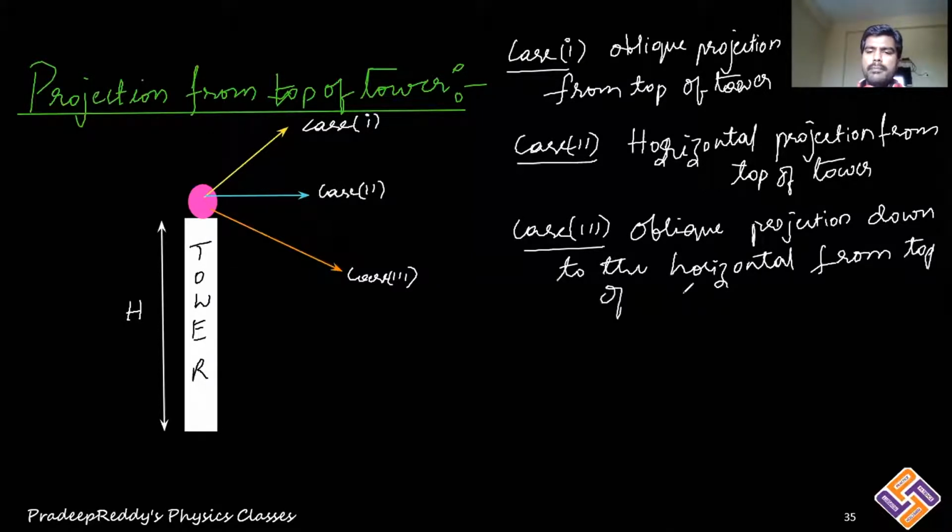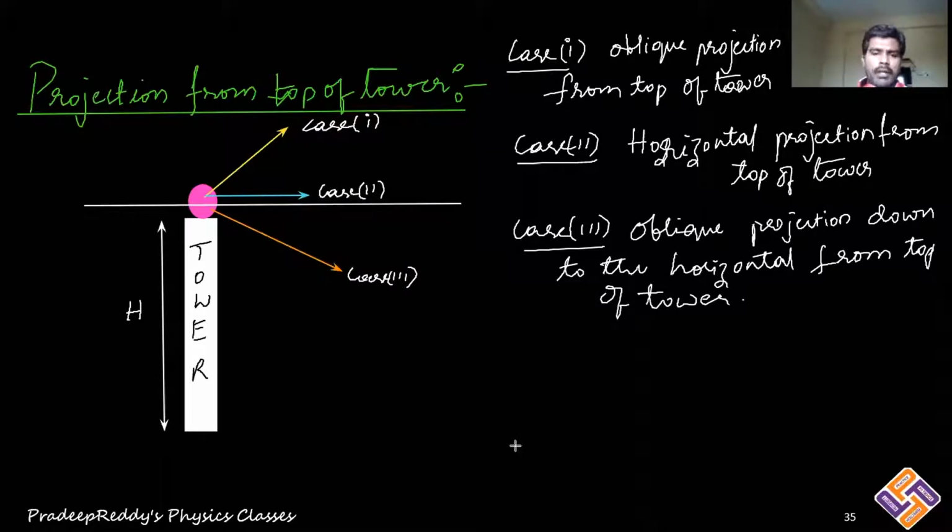Three different cases we have. In the first case you are projecting it obliquely, and in the second case you are projecting this body horizontally, and in the third case it is making an angle with respect to x-axis. Now let me take one x-axis here. Let me consider this is horizontal. I'll just erase this and let me take this as one horizontal axis.